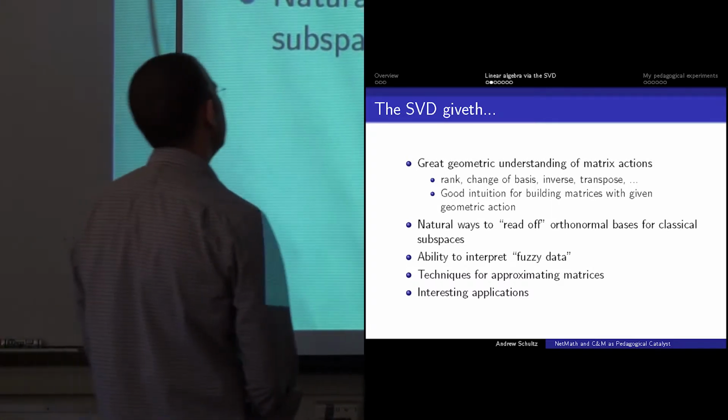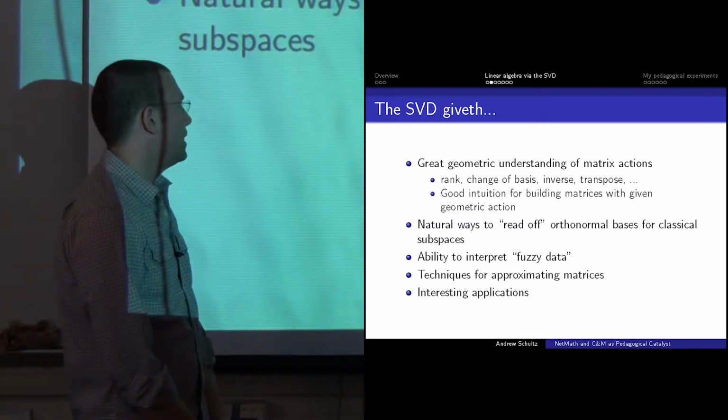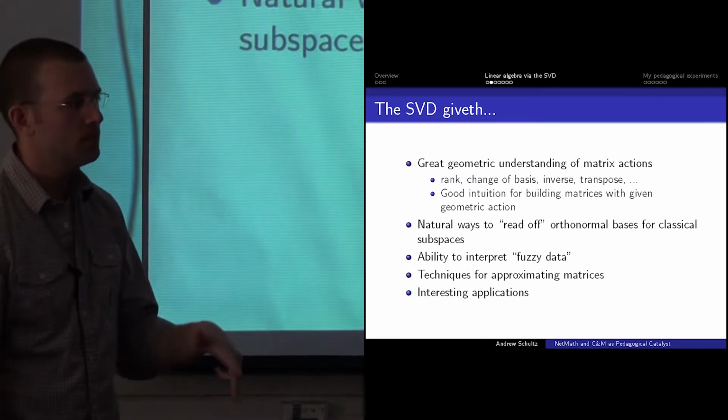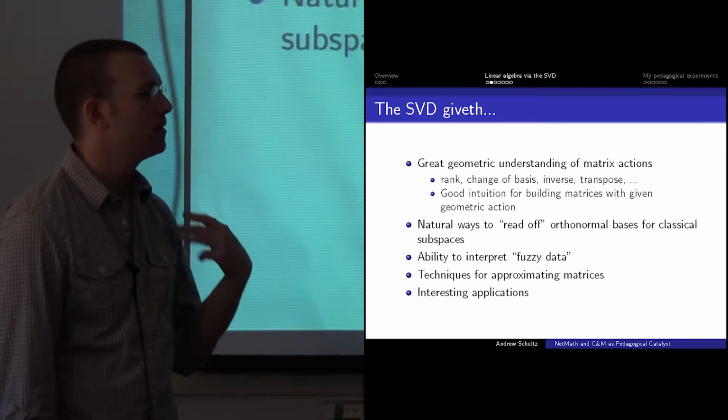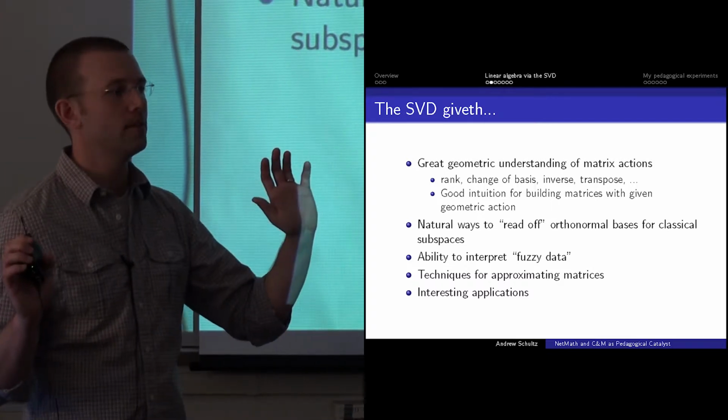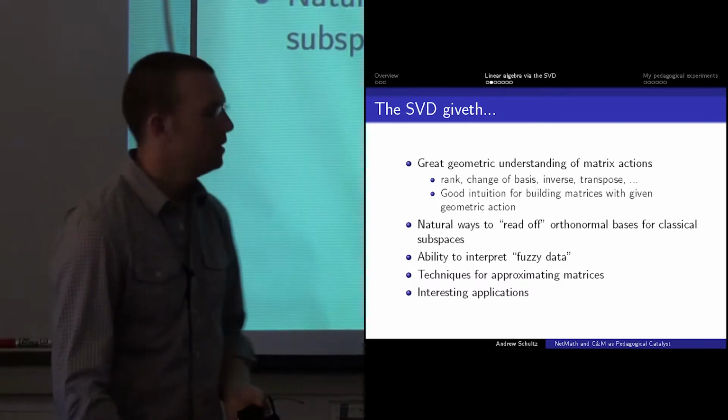Right. The SVD gives you a way of finding orthonormal bases for the kernel of a matrix, the kernel of the transpose of the matrix, the column space of the matrix, and the orthogonal complement of the column space of the matrix. All that stuff is just right there in the singular value decomposition. All those things that you would care about just get read off.